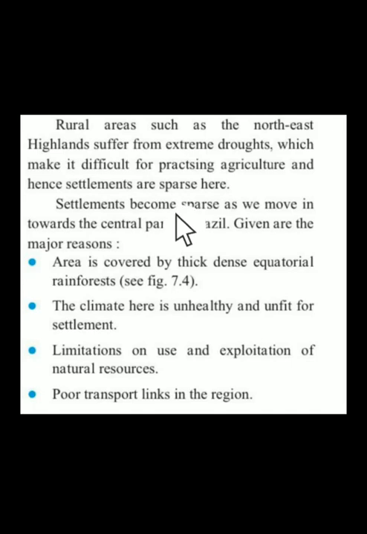What do you mean by sparse? Sparse is nothing but very less. So the people staying there are very few in number. Next, my dear students, settlements are sparse as we move on to the central part. First we saw the coastal areas, then we saw the northeastern highlands. Now we are moving to the central part.